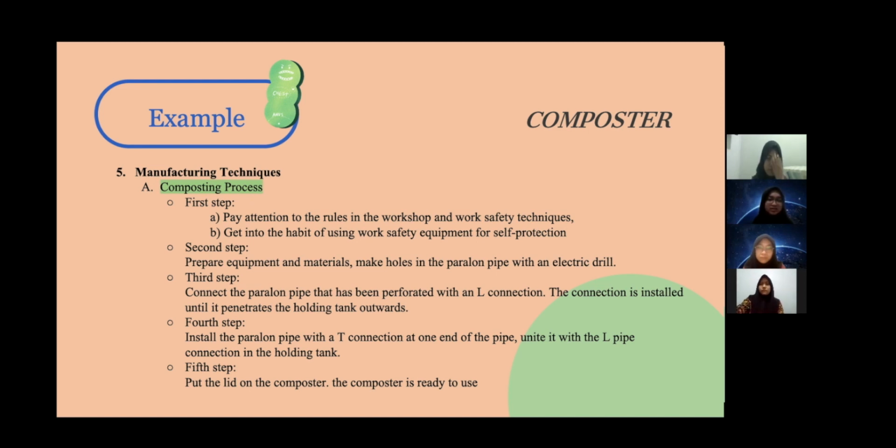Second step, prepare equipment and materials. Make holes in the parallel pipe with an electric drill. Third step, connect the parallel pipe that has been perforated with an L connection. The connection is installed until it penetrates the holding tank outwards. Fourth step, install the parallel pipe with a T connection at one end of the pipe. Unite it with the L pipe connection in the holding tank. And the last one is put the lid on the composter, and the composter is ready to use.